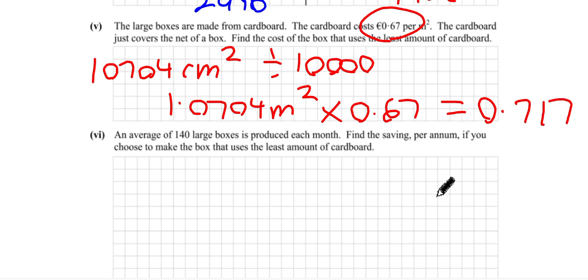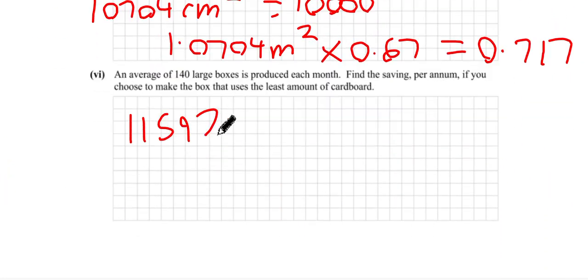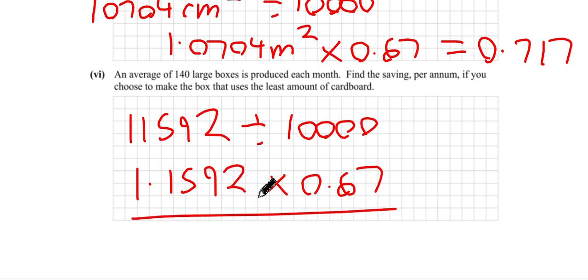The larger cardboard box is 11592, which is 1.1592 when you divide it by 10,000. Multiply that by 0.67. So guys, can we multiply that out? What did you get? What's 1.1592 multiplied by 0.67? So 777, okay? It rounds up to 777.